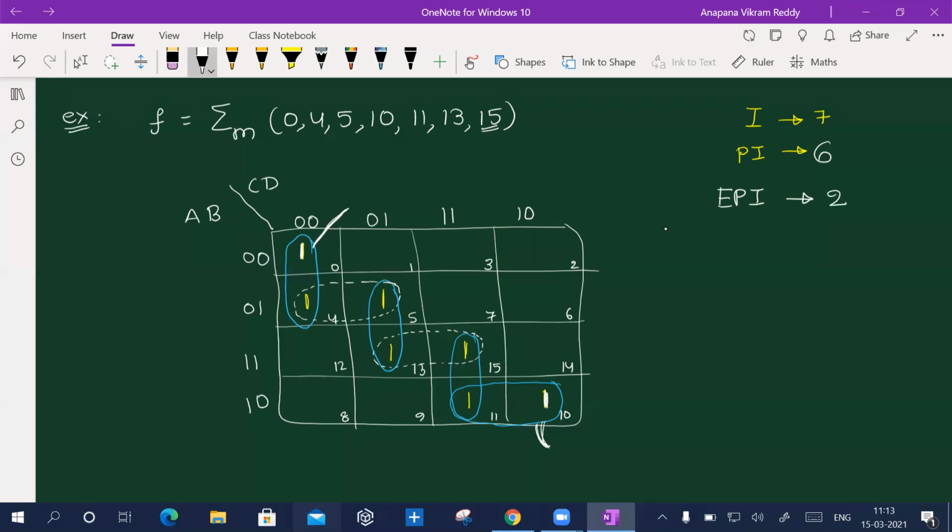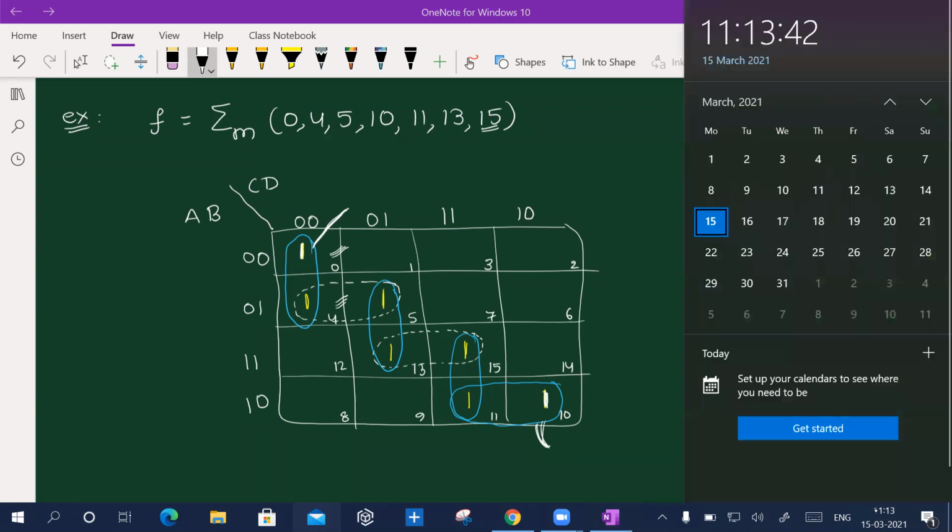So I have 2, and one is A complement, C complement, D complement. That is cell number 0 and 4. And the other is A, B complement, and C. I'll take the 2 separately. So A, B complement, C. That's it. So we have only 2 EPIs. In this case, that's great.